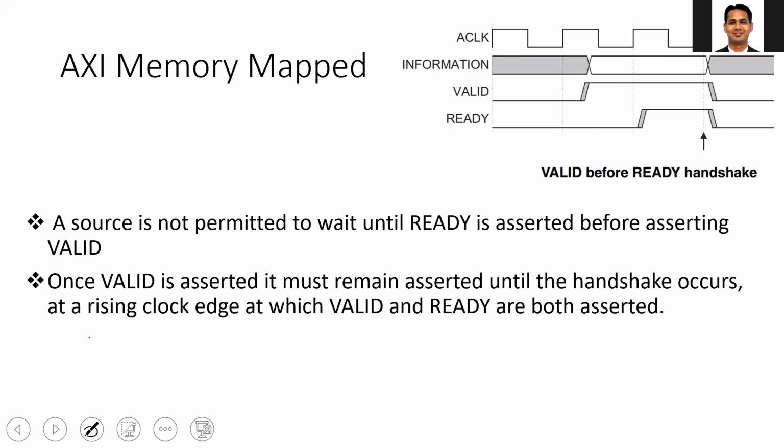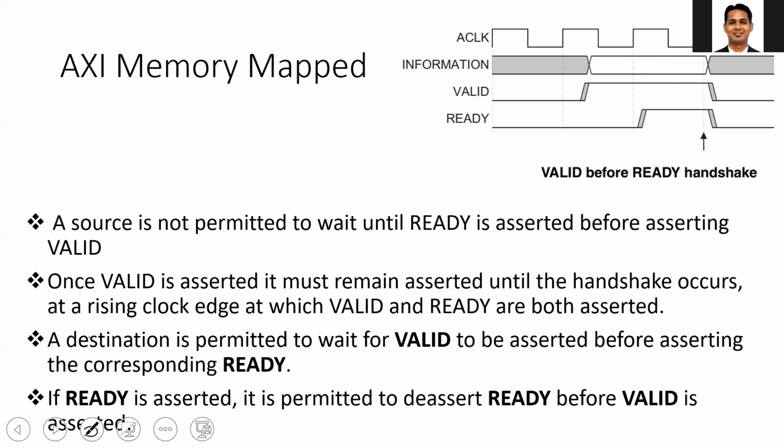Once the valid is asserted, it must remain asserted until the handshake happens. Whenever the source puts the data on the information bus and makes the valid equal to 1, it should retain the valid equal to 1 until the handshake happens, and the handshake will happen when the ready becomes 1 and at the next clock edge.